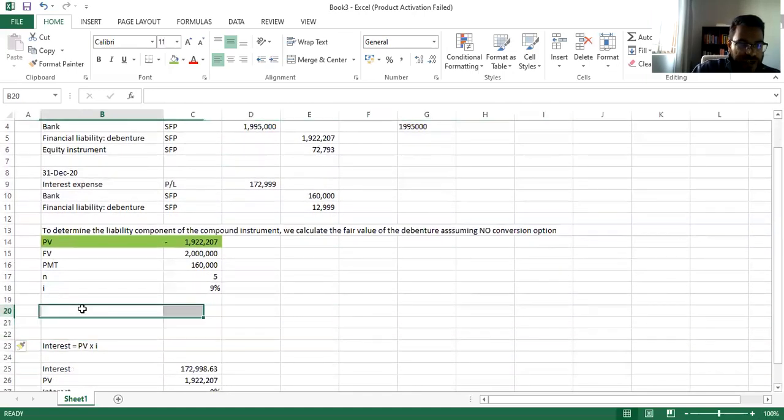Okay, so we have transaction costs, which is 5,000. But that now needs to be split. So that 5,000 Rand needs to be split between the liability and equity.